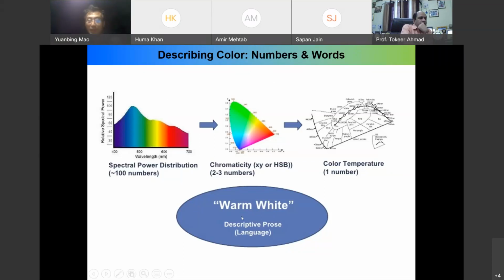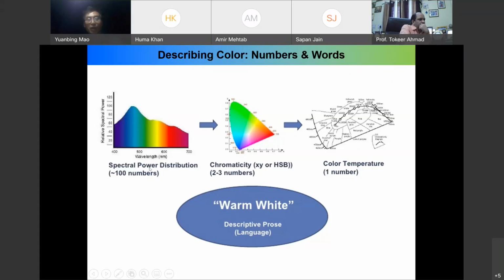So for example, for indoor light we prefer warm white light, which is similar to solar light. And so we just say warm white light, right? But other than that, we don't know much detail about it. It's descriptive, so we do need more specific characterization techniques for that.